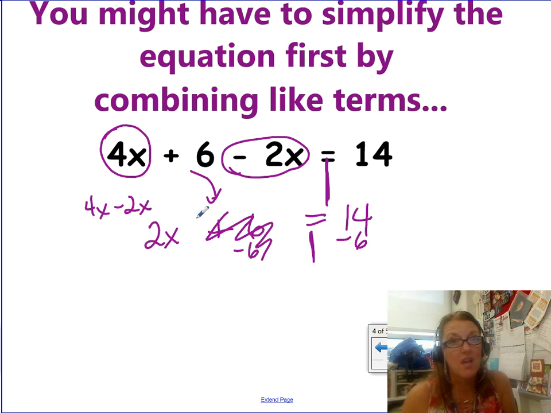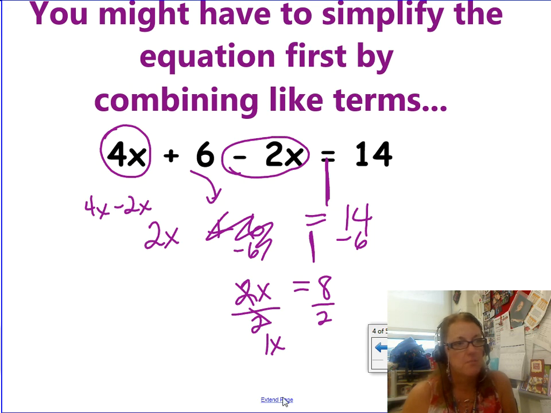Why do I do that? Because a plus 6 and a minus 6 are opposites. They go to 0. When you add 0, that's called an identity. You get that thing. 2x. 14 minus 6 is 8. Oh, look, you can see this one in your head now. Divide by 2, because 2 divided by 2 is 1.